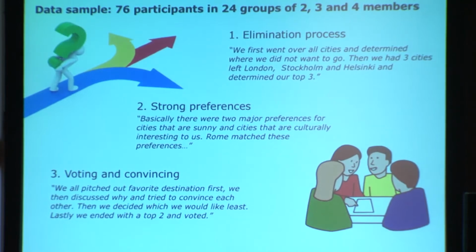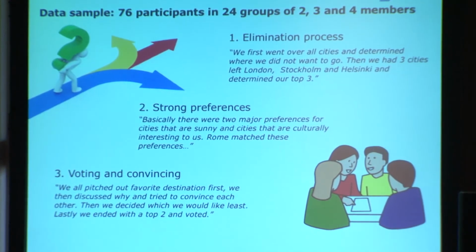Here I just, as an example, listed some of the comments that participants made on how they did their group decision process. For example, in the first case, there was this kind of elimination process approach. In the second one, group preferences were really similar and strong. And in the third one, the groups took some kind of voting approach.